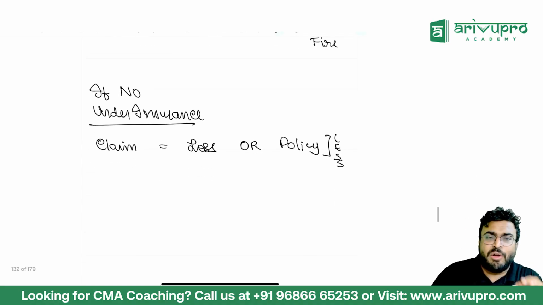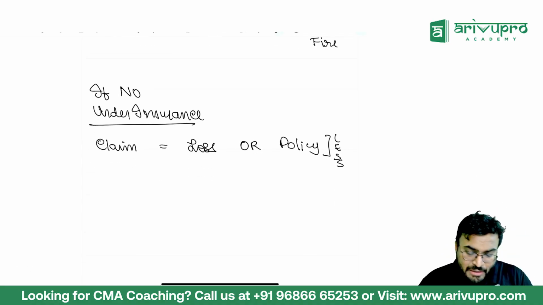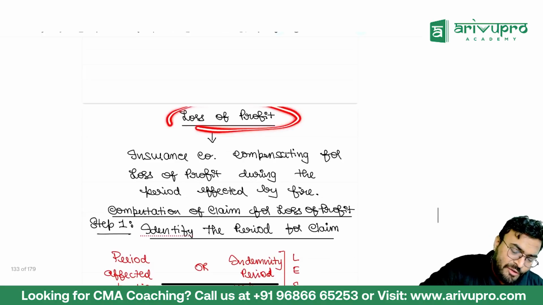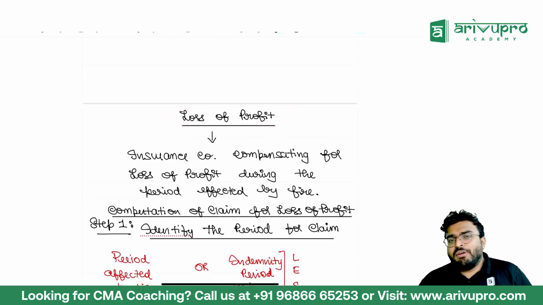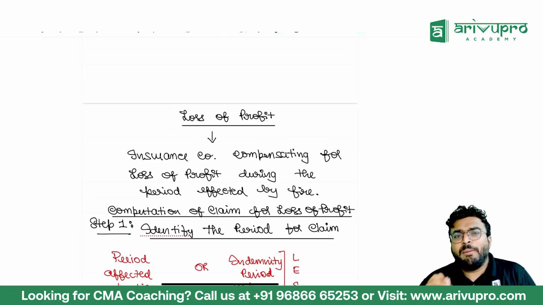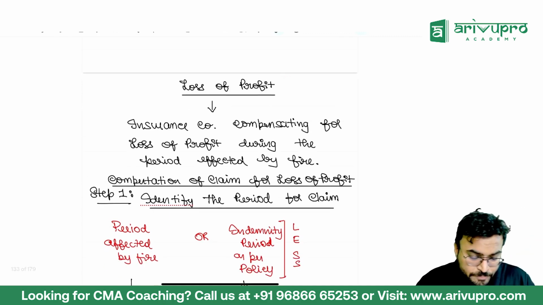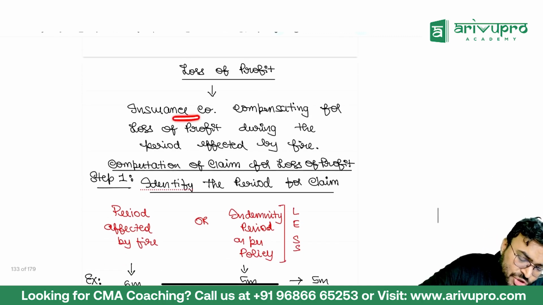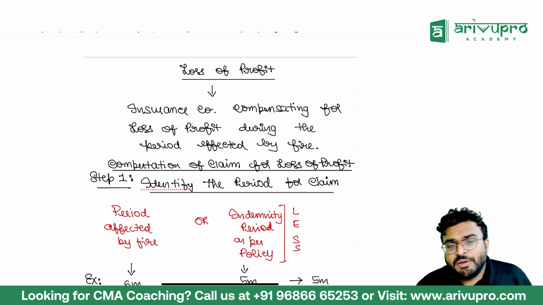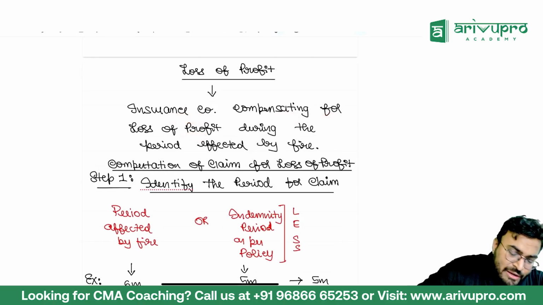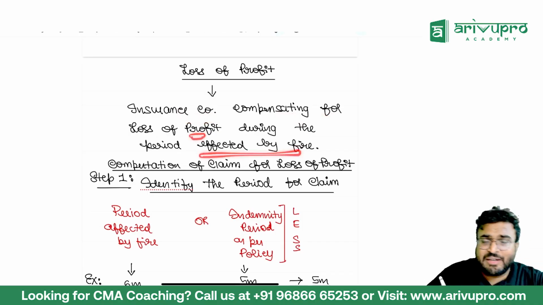This is the concept of loss of stock. Clear? Now we have to go into the concept of loss of profit. In loss of profit, what we are going to do? The insurance company compensates for loss of profit. What is loss of profit? The insurance company compensates you for loss of profit during the period affected by fire.